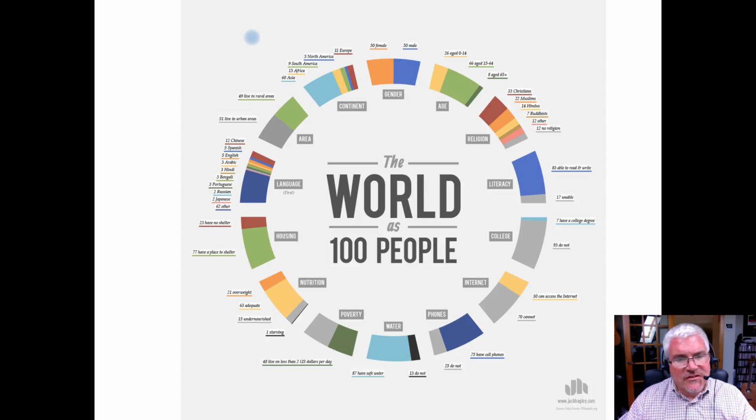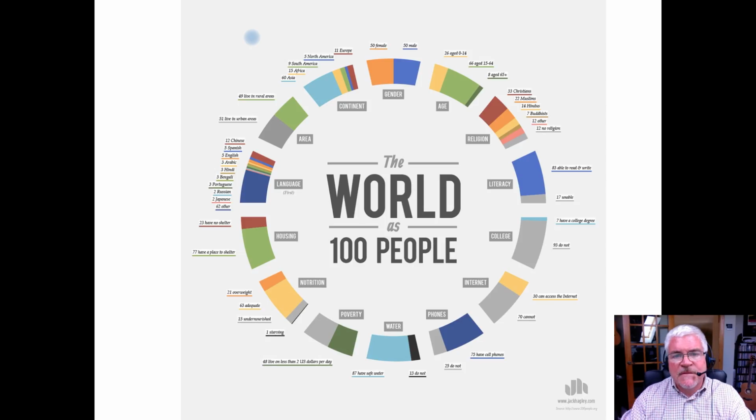So let's take a look at that world. I know this looks busy. Let's pretend the world is just 100 people. There are only 100 people living in the world. Because if we talk about the world as having between 7 and 8 billion people, those numbers are crazy. That's hard to get your head around. So let's just think of the world as 100 people.